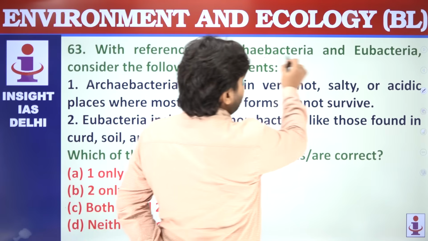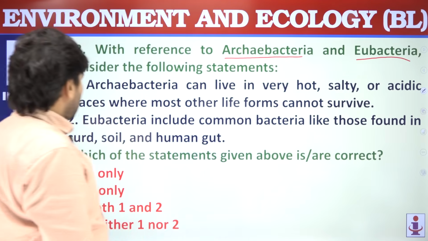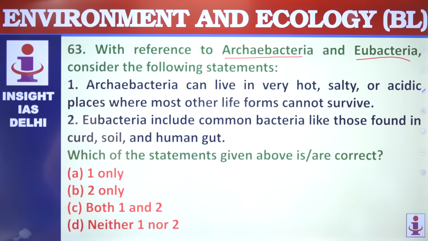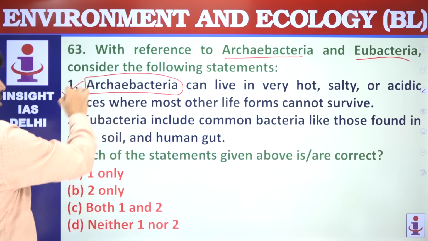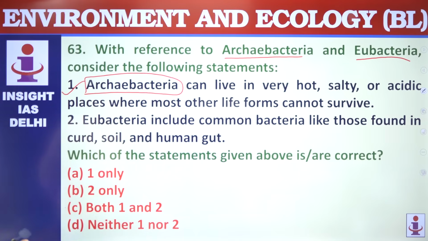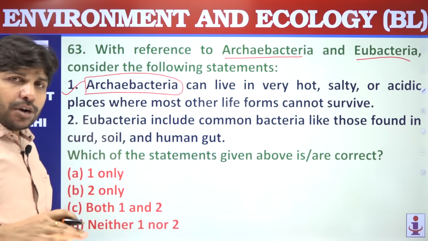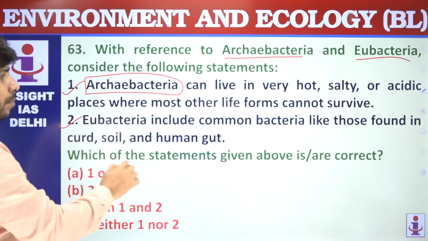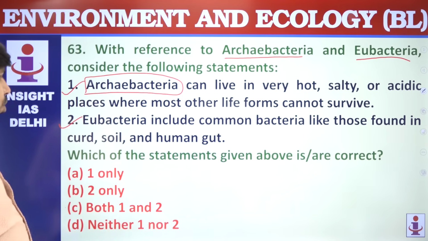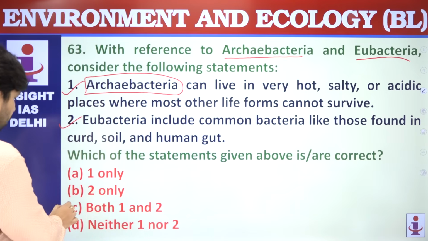Archaebacteria and eubacteria. Archaebacteria can live in very hot, salty or acidic extreme environments. Eubacteria includes common bacteria like those found in curd, soil and the human gut. Both these statements are correct.